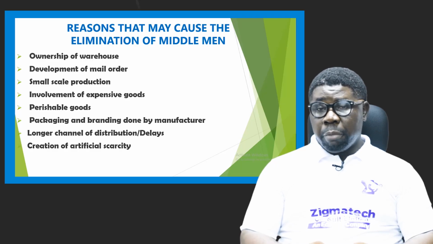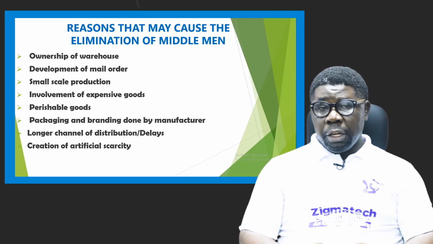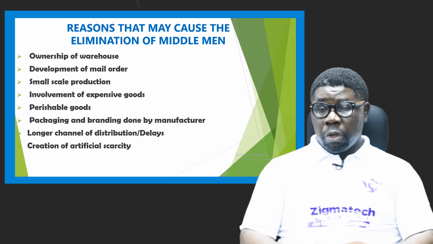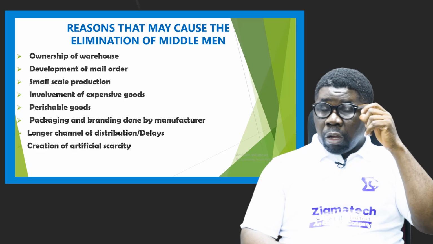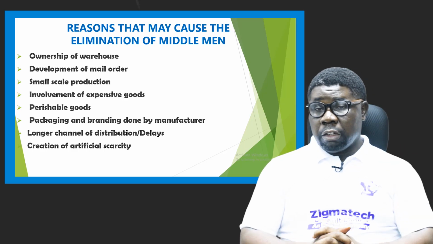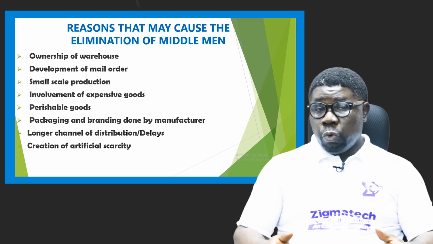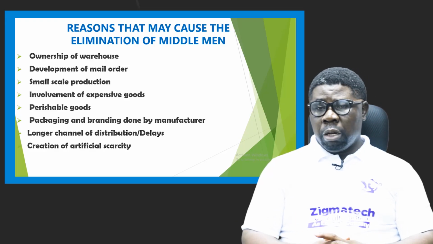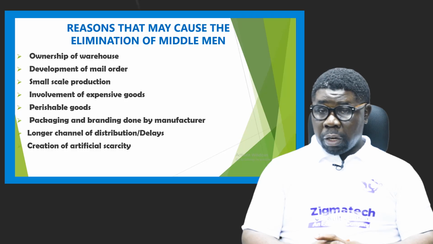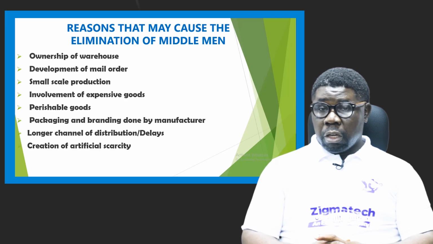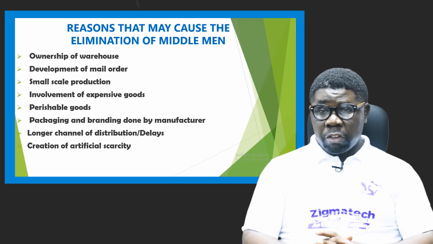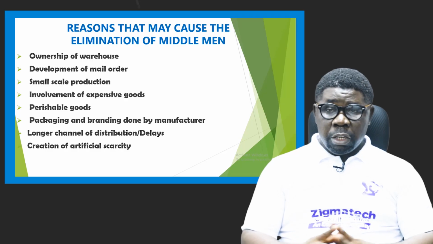Yes, development of mail order businesses. When you can sit down in your house and make orders on a phone, on a laptop, or on any electronic device connected to the internet, and it's delivered to you in your house, then you don't need middlemen anymore, right? So the seller can sell to you directly. The producer can sell to you directly as a consumer. And that means you don't really need the middleman in this case. So under this condition, they can be eliminated, all right?